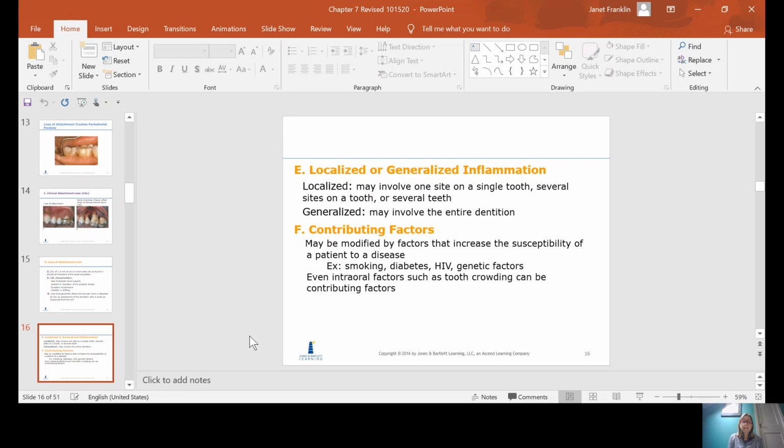So localized or generalized inflammation: localized may involve one site on a single tooth or several sites on a tooth or several teeth. Generalized may involve the entire dentition. Contributing factors may be modified by factors that increase the susceptibility of a patient to disease. So smoking, diabetes, the two biggest ones you're going to encounter probably are smoking and diabetes. But even intraoral factors such as tooth crowding, restorations, they can all contribute to disease.